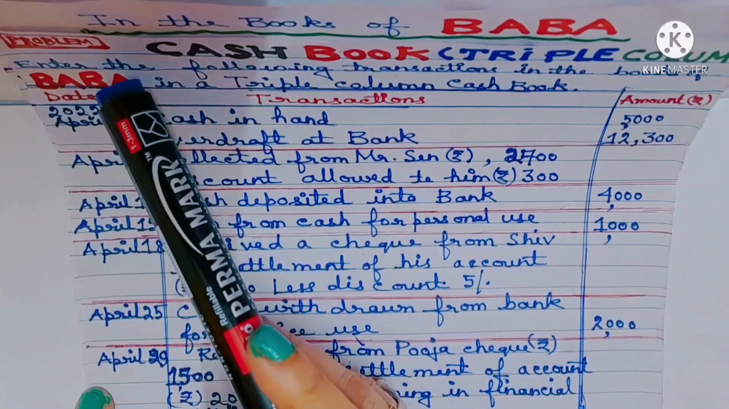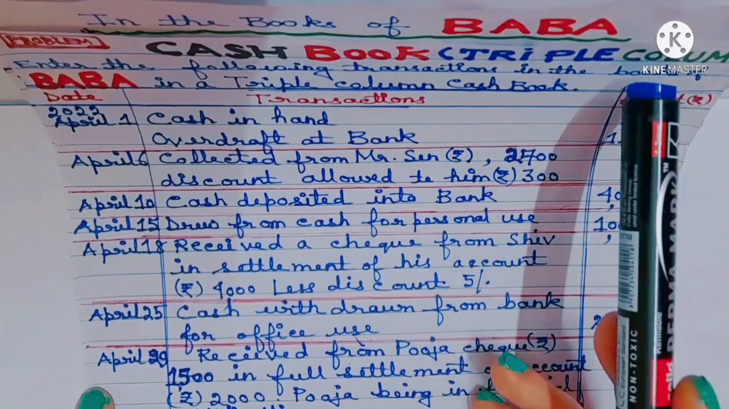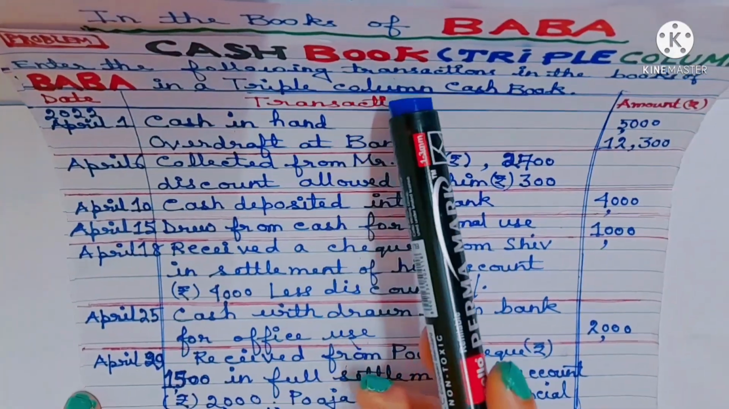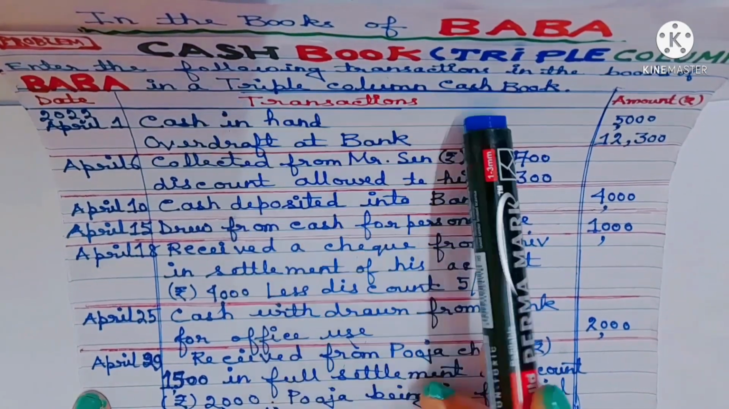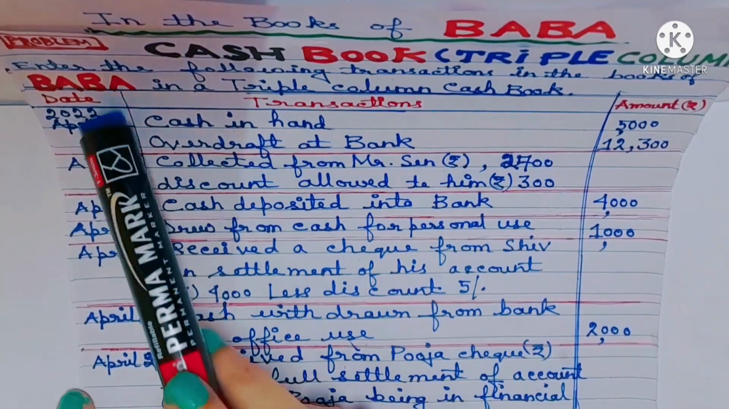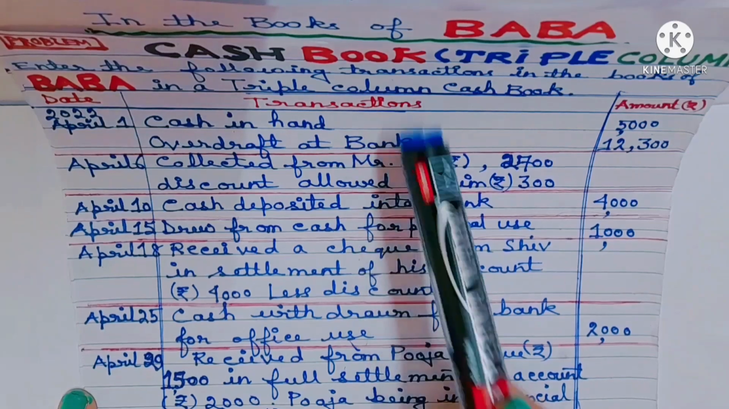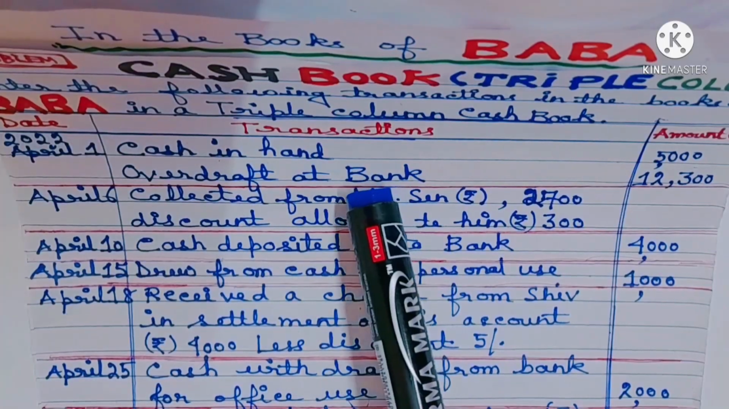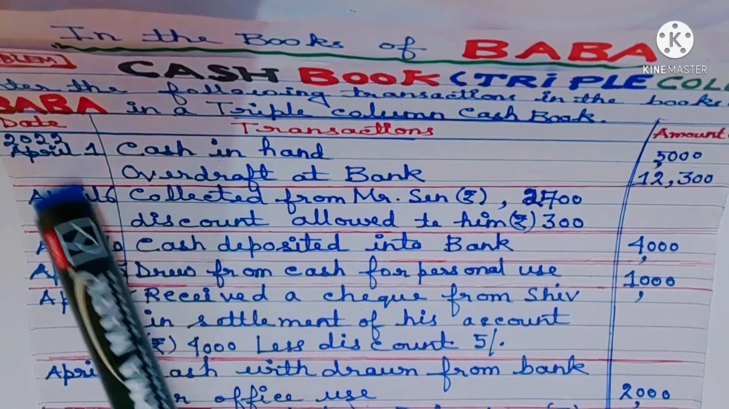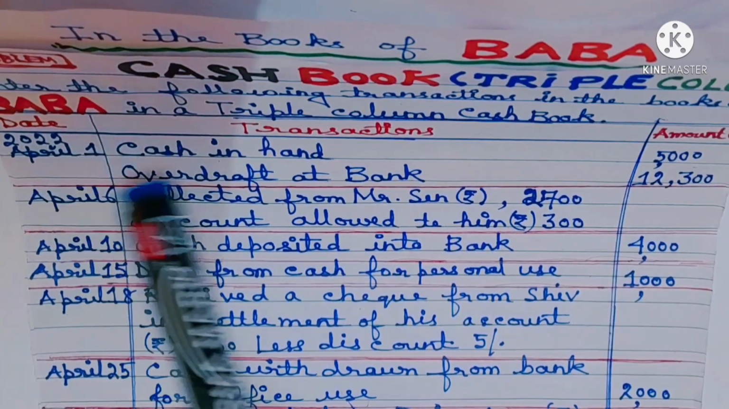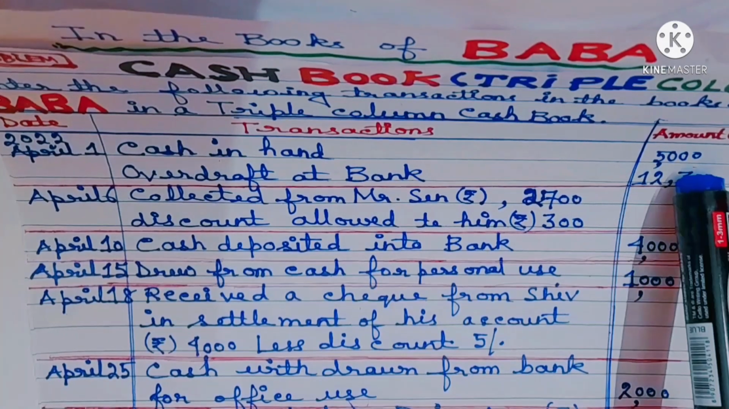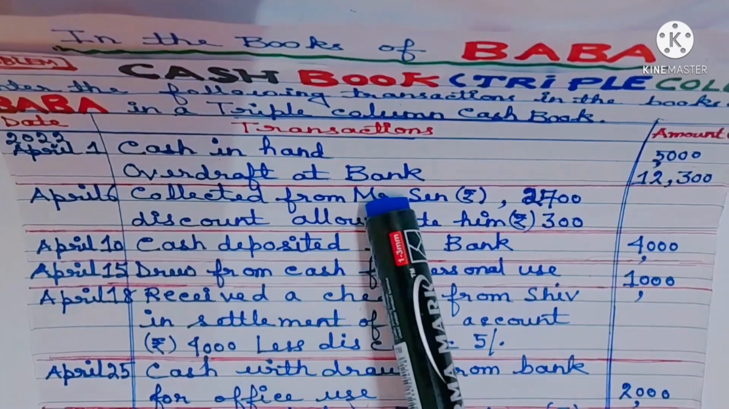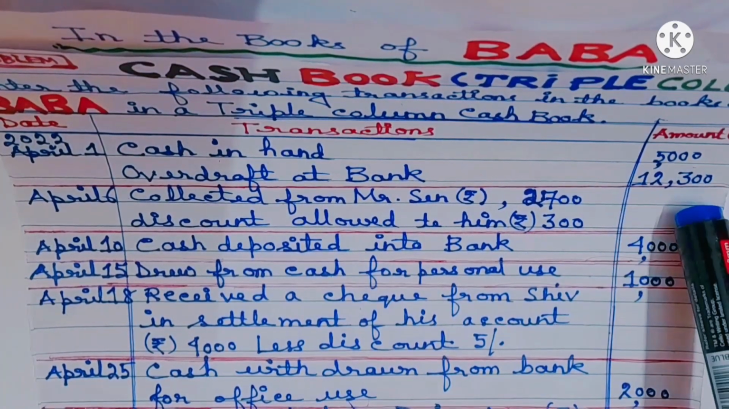So here is the problem. Cash book, triple column. Enter the following transactions in the books of Baba in a triple column cash book. Here is the column for date, here is the column for transactions, and here is the column for amount. So what is the first transaction? The first transaction is 2022 1st April, cash in hand rupees 5,000, overdraft at bank rupees 12,300.